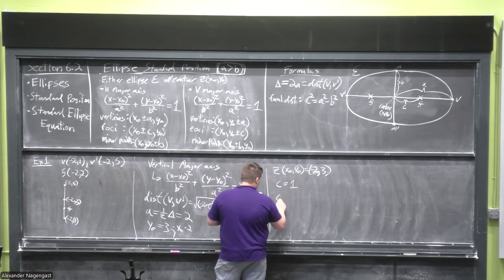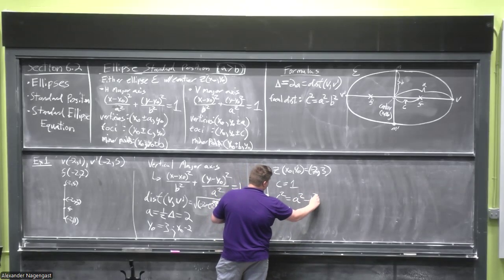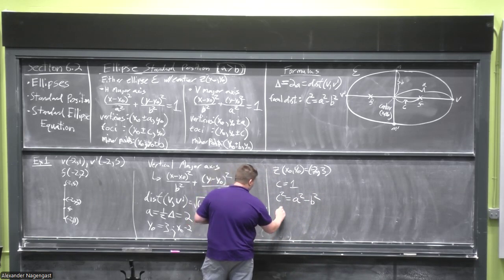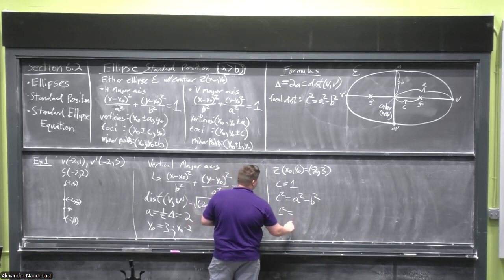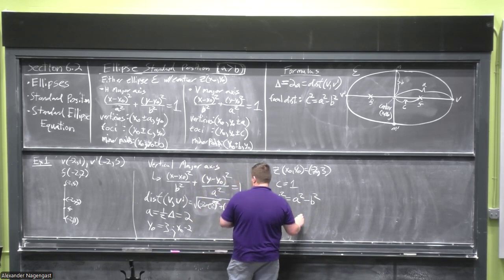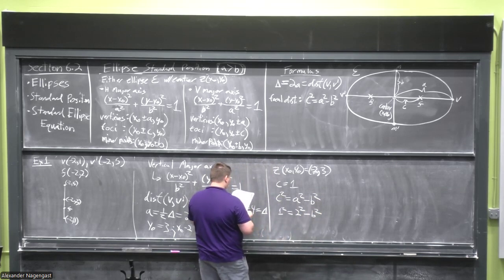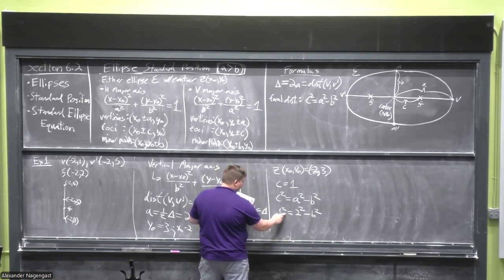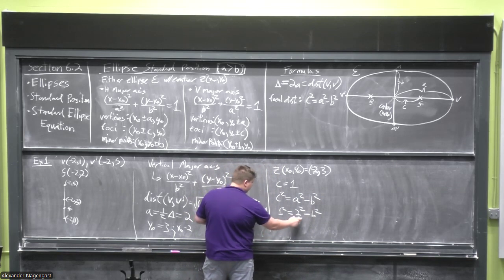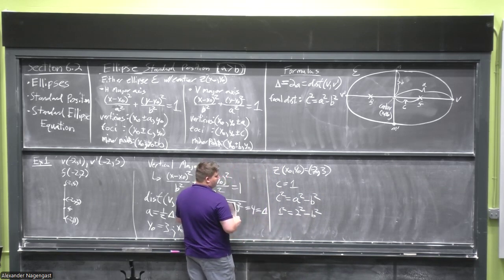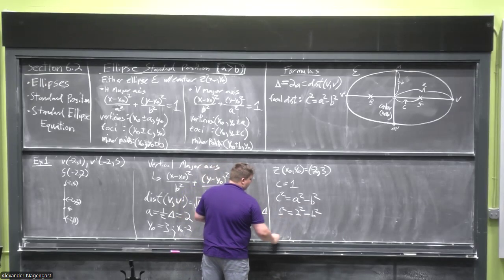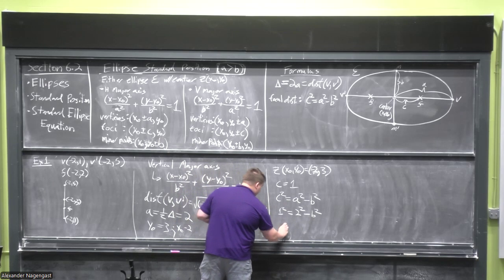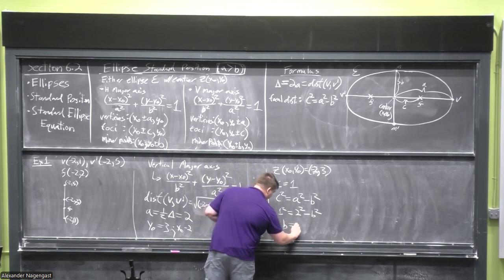So that means we have C squared is equal to A squared minus B squared. We can substitute in: 1 squared is equal to our A, which is 2, so 2 squared minus B squared. Solving for B, we get 1 minus 4, so that's -3 divided by -1. So we get 3, take the square root, and we'll have B is equal to the square root of 3.